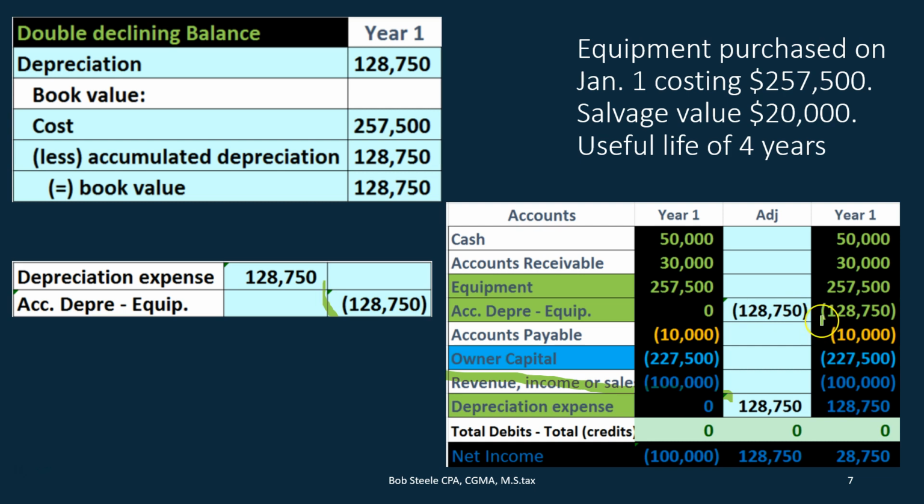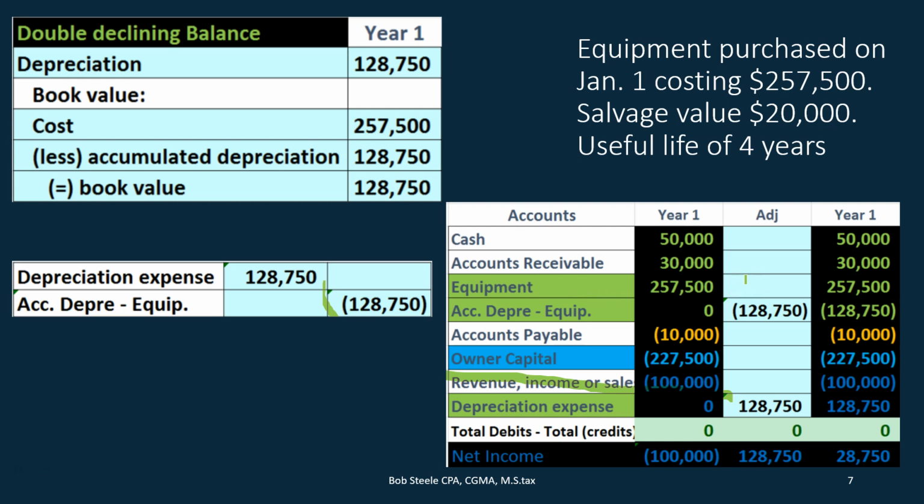128,750. Note that we have a credit here in an asset account. That's called a contra asset. So why is it a contra asset? Because normally assets have debit balances and this one has a credit balance. Why does it have a credit balance? Well, because we took the equipment account and instead of writing down the equipment account directly, we kind of split the equipment account between a 7 and an L.